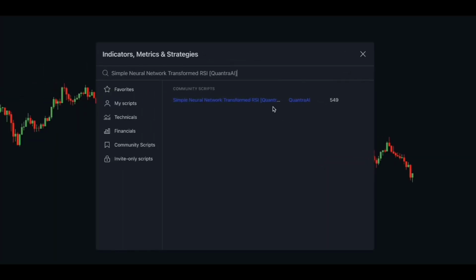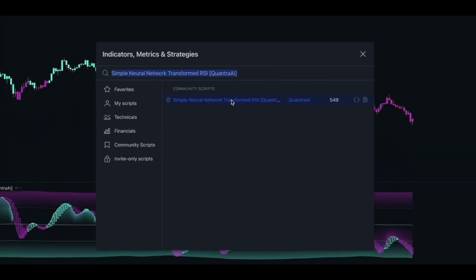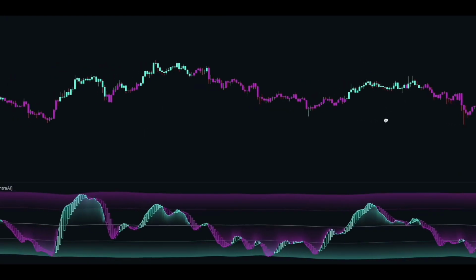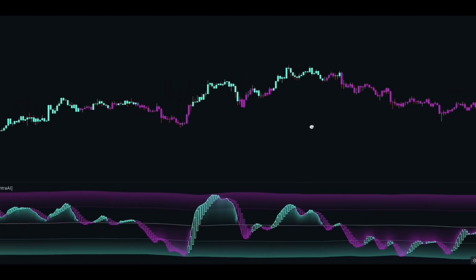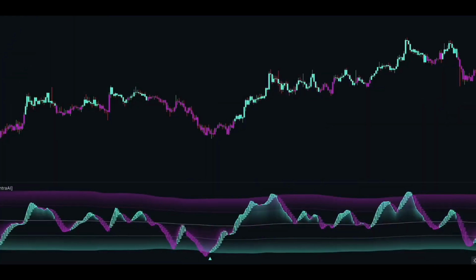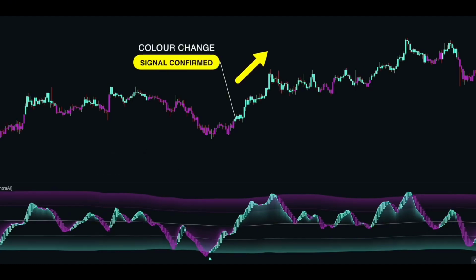Well, here it is. Introducing the Simple Neural Network Transformed RSI by Quantra AI. The Simple NNT RSI stands out as a powerful tool for traders who specialize in lower timeframe trading. It is an innovative modification of the traditional RSI readings with simple neural network smoothing techniques. This unique combination results in fairly accurate signals, tailored to swift market movements.